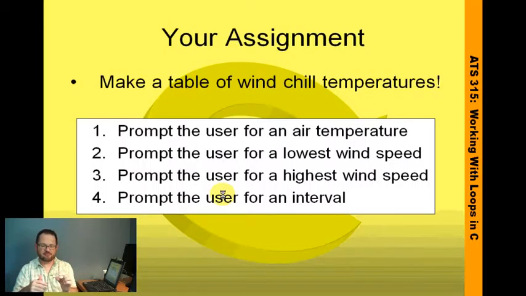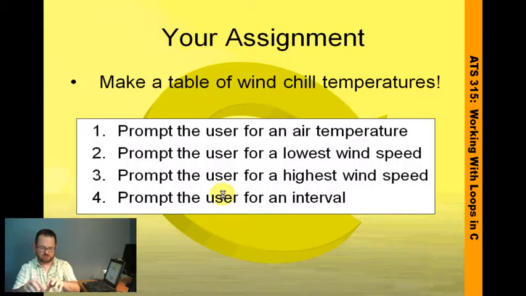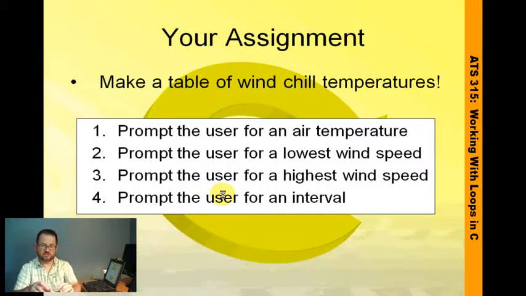So you're going to be making a little table. What temperature do you want to enter? 10 degrees. What's the lowest wind speed you want? Let's say 0 miles per hour. What's the highest wind speed you want? Maybe 30 miles per hour. What interval do you want? 5 miles per hour. Then it'll compute, for a wind speed of 0 miles per hour, this is the wind chill. For a wind speed of 5 miles per hour, this is the wind chill. For 10 miles per hour, this is the wind chill, and so on. There's an example in the book to show you about that kind of stuff.